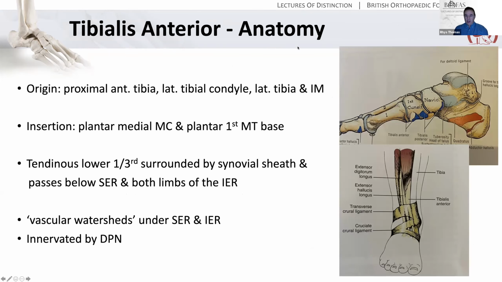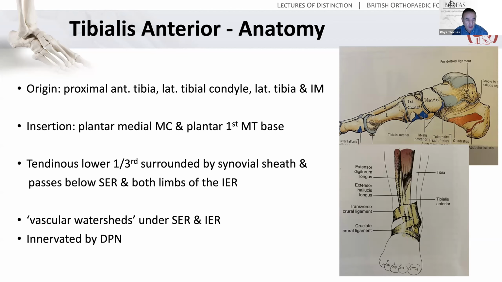So let's start off looking at the tibialis anterior tendon. It comes from pretty high up on the proximal tibia and interosseous membrane, and comes down and inserts on the plantar medial aspect of the medial cuneiform and the plantar first metatarsal base, not far, just in front really of the tibialis posterior insertion.